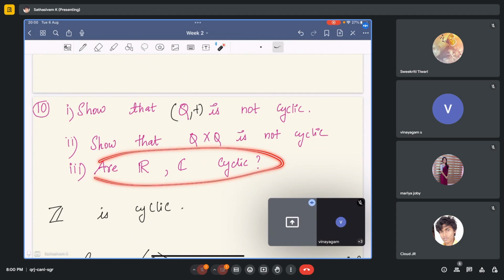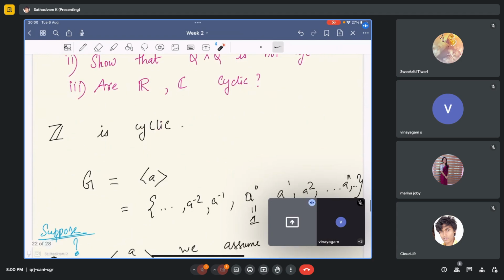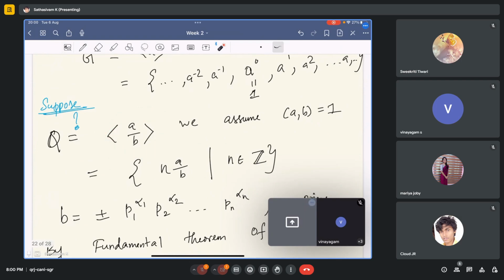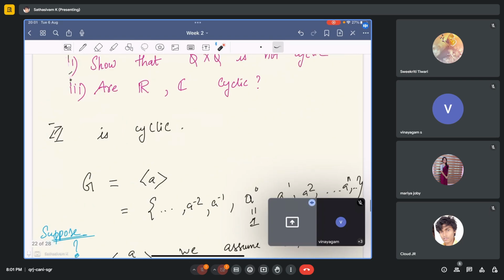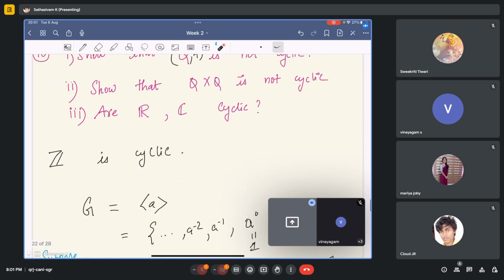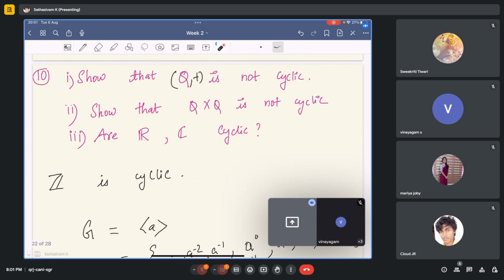But let's try this one. Let's try whether R is cyclic or C is cyclic. How do you prove that? Of course, one can do again, but then if you want to prove R is cyclic, you will not have this form, right? Q you can write it as A by B, but R you cannot write it as A by B. So if you want to prove R is cyclic, you cannot use any of this prime factorization, nothing you can use. So you have to come up with a different strategy.